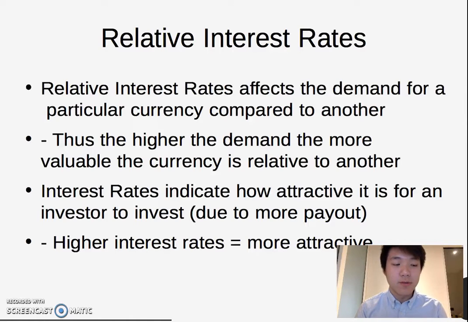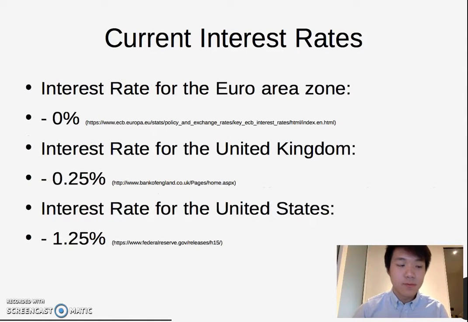These are the current interest rates for our respective chosen countries. 0% for the euro area zone. However, it is interesting to note that this does not fully represent every member of the European Union. Rather, it is more of an average of the members. Thus, there are probably some countries with a negative interest rate in the EU.